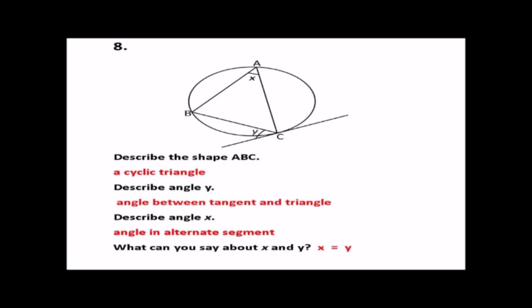And we move on to number 8. Describe the shape. It's a cyclic triangle. It's in a circle and it's a triangle. Describe angle Y. It's the angle between the tangent and the triangle. That's what you call that angle, angle Y. And angle X is the angle in the alternate segment. What can you say about them? They're equal. X is equal to Y. That's a rule you need to learn to make it a lot easier to work problems out.